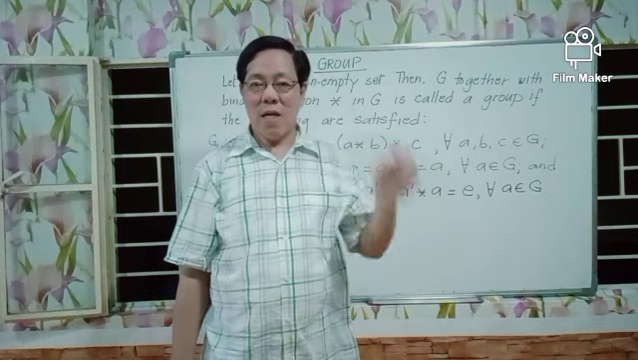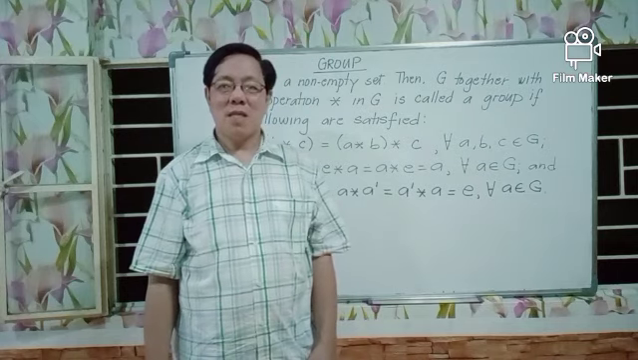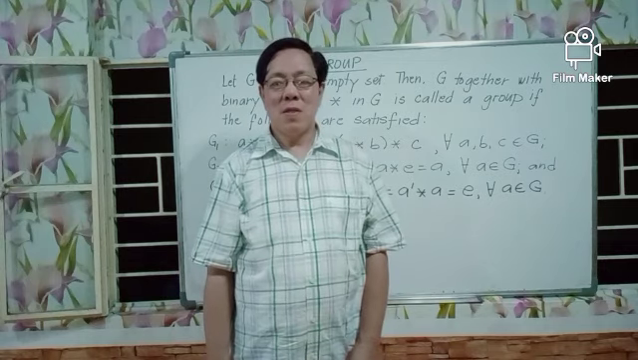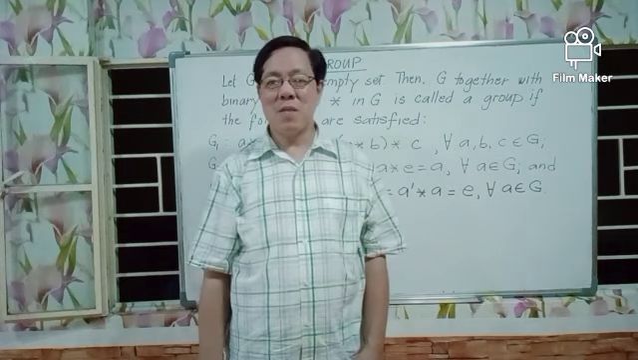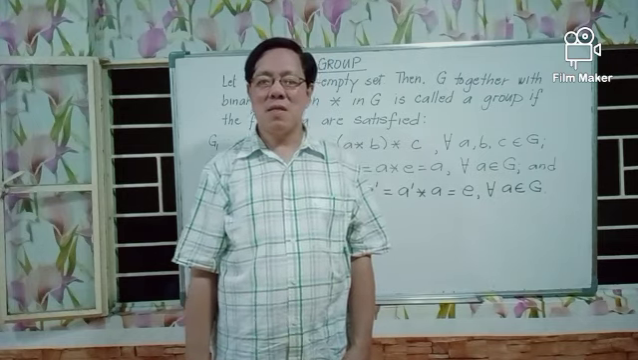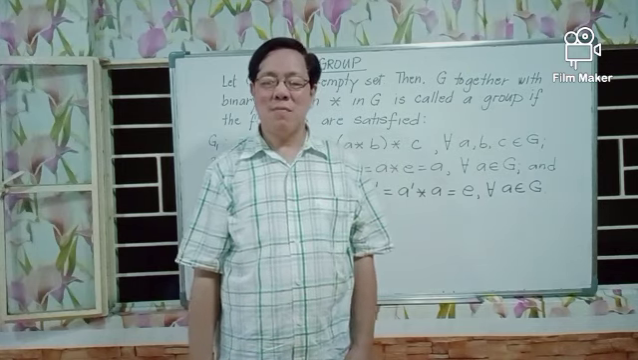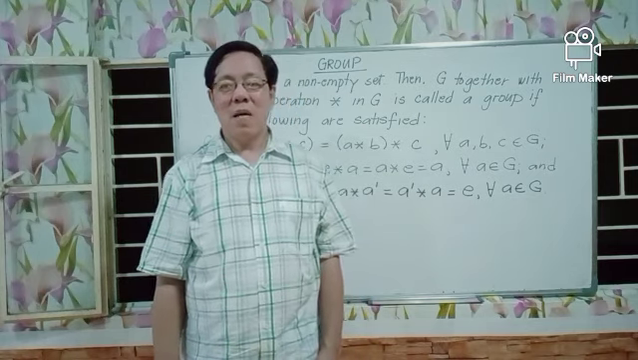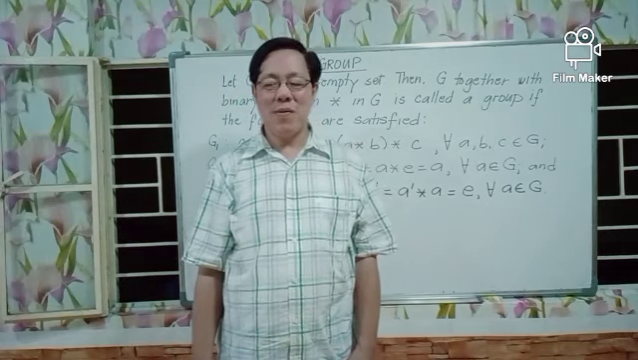And together, the non-empty set and the binary operation defined on the non-empty set must satisfy three specific properties for the non-empty set together with the binary operation defined on the non-empty set to be called a group. These three properties of a group are, number one, associativity.